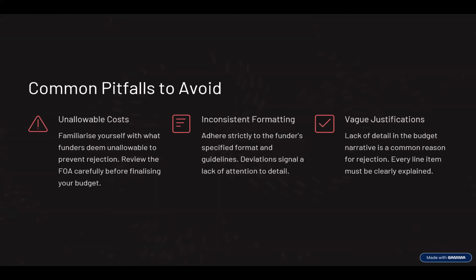So some of them give you a specific format for you to follow. This is the format to follow for the budget and the guideline. So if there is, you have to ensure you follow it strictly. And vague justification, lack of details in the budget narrative is the common reason for the rejection.